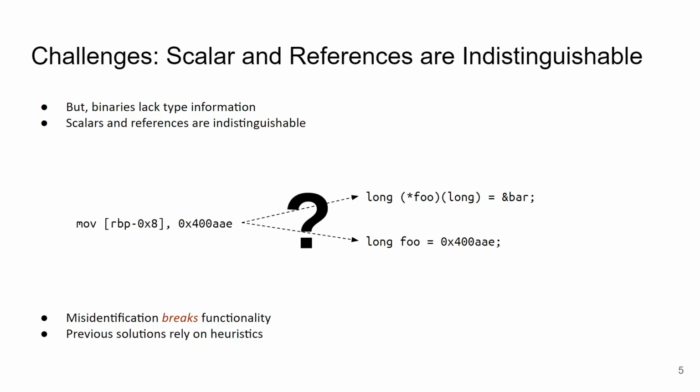Misidentification of scalar versus reference breaks functionality in the binary, and in general, disambiguating between scalars and references is an undecidable problem. Existing solutions rely on a combination of heuristics, static and symbolic analysis to disambiguate between pointers and references.